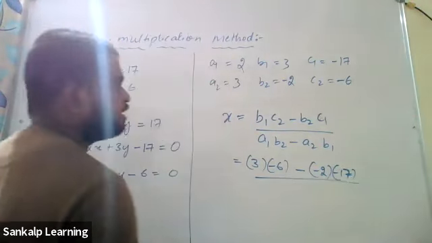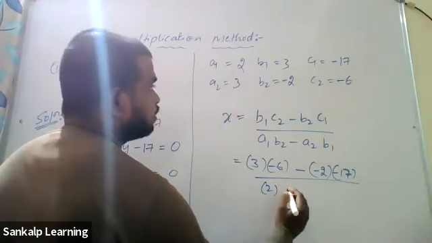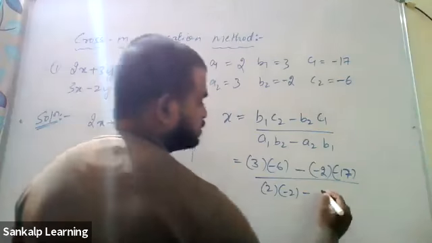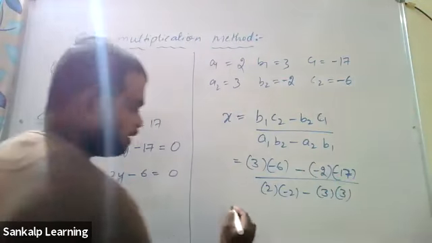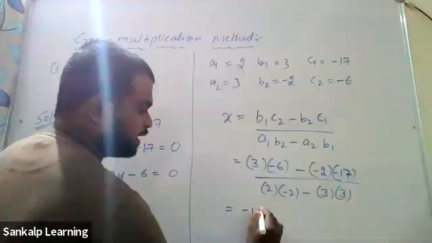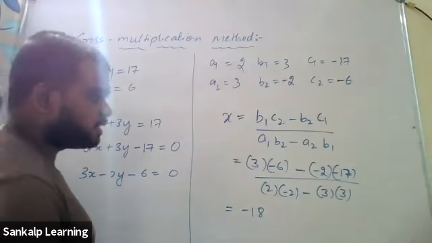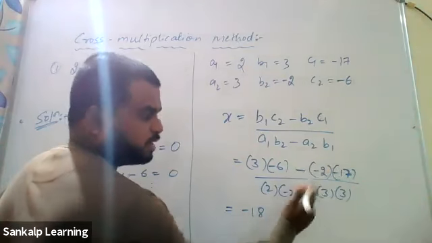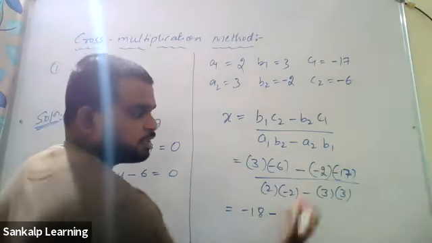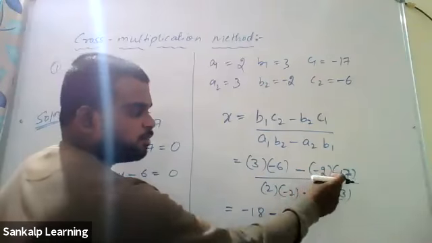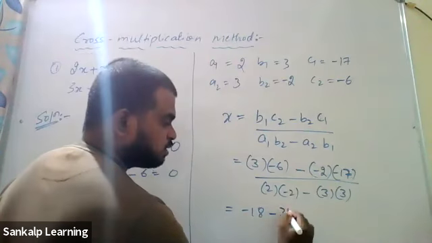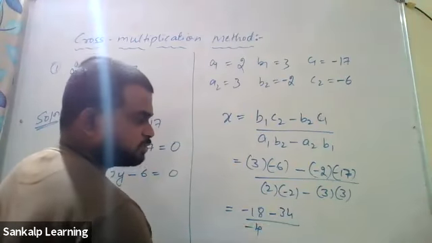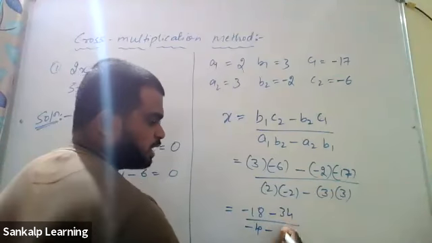Just substitute the values. A1 is 2, B2 is minus 2, A2 is 3, B1 is also 3. Now multiply. 3 into minus 6 is minus 18. Minus into minus is plus, plus into minus is minus. 17 2s are 34, divided by 2 into minus 2, which is minus 4, minus 3 3s are 9.